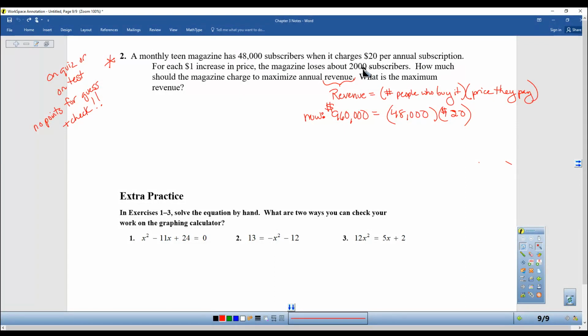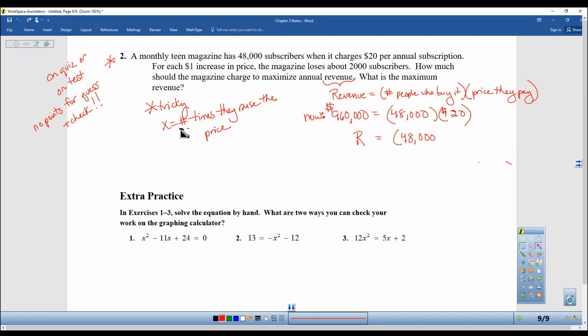And they've decided that when they tried to raise their price $1, they lost about 2,000 people. But maybe they don't care about those 2,000 people. They want the money. So we're going to write an equation. Now, this is what makes this equation so tricky, is I'm going to let x, this is the tricky part, x is equal to the number of times they raise the price.